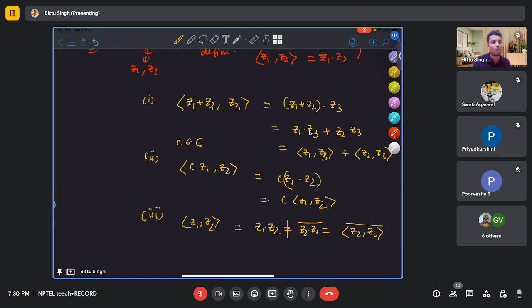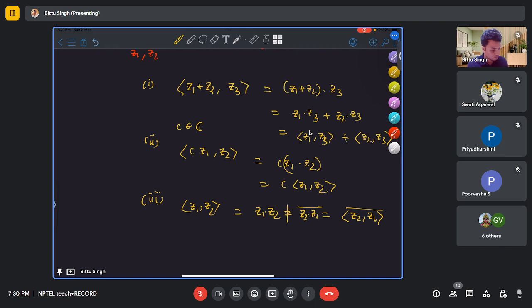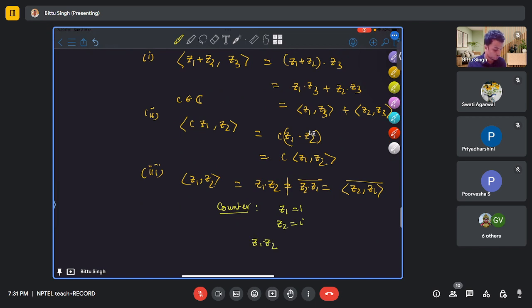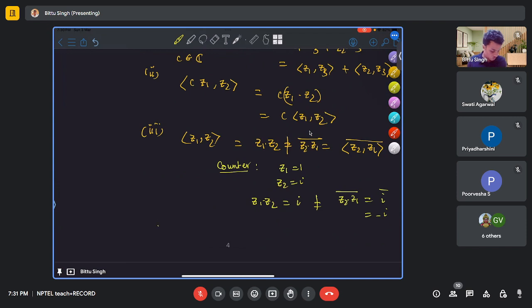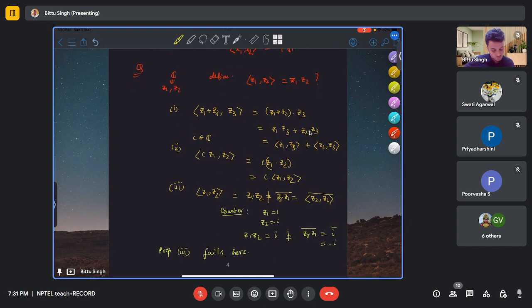So clearly, this may not be true, because complex multiplication is always commutative. So for example, take a counterexample for this. Take z1 equal to 1 and z2 equal to i. Then z1 times z2 is i, but z2 times z1 bar is actually minus i, because this is i, but now we need to take conjugation, so it will be minus i. So those may not be the same. Therefore, the third property fails here. Hence, this is not an inner product. Complex multiplication is not an inner product.